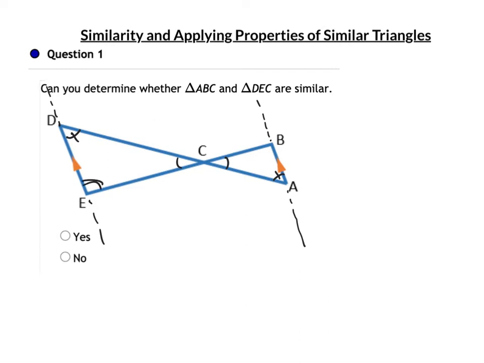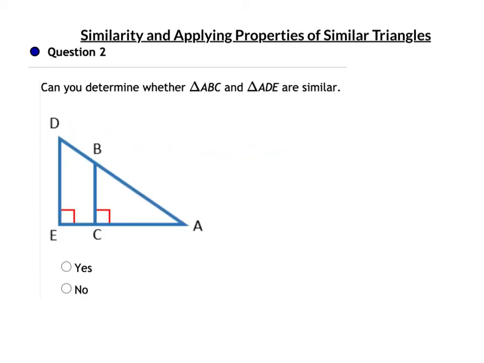These two angles are also alternate interior angles. I definitely have angle-angle similarity. All I need are two angles congruent in two triangles, and then the triangles are similar, because I know the third angles are congruent. So yes, those two triangles are similar.